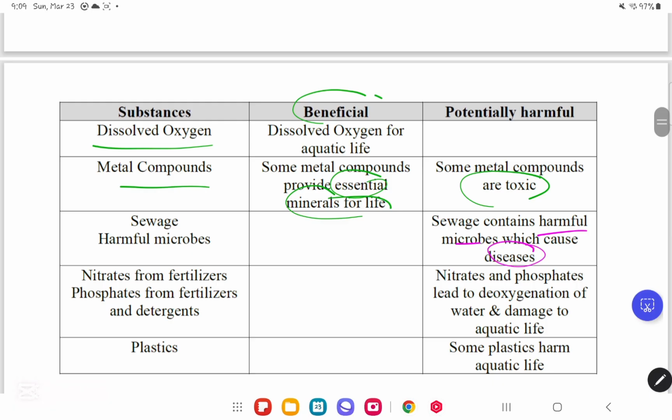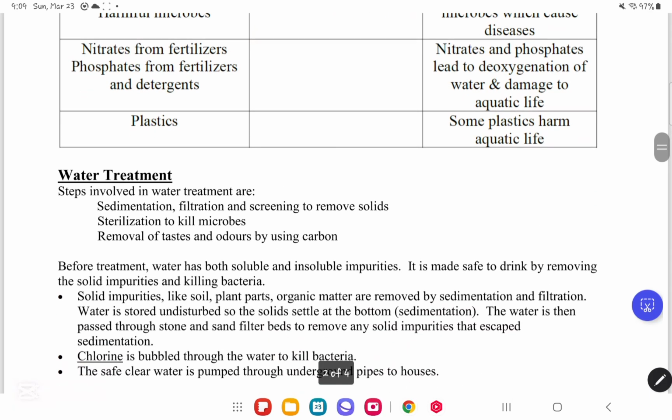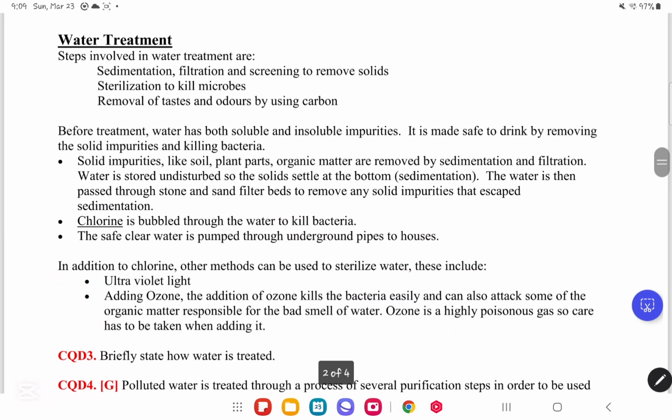Okay, and then nitrates and phosphates from fertilizers. Nitrates and phosphates lead to deoxygenation of water, as we discussed during eutrophication, and then damage to aquatic life. And finally, plastics. Some plastics harm aquatic life, for example, a turtle getting tangled in plastic or thinking that plastic is a jellyfish and trying to eat it. So now we move on to water treatment. Steps involved in water treatment are sedimentation, filtration, and screening to remove solids, sterilization to kill microbes, and removal of tastes and odors by using carbon.